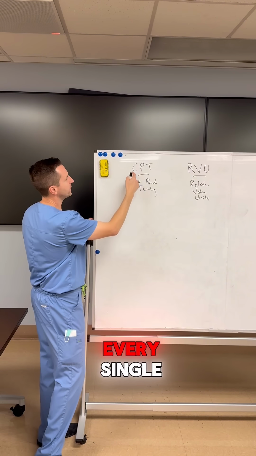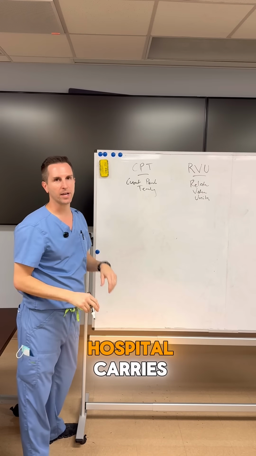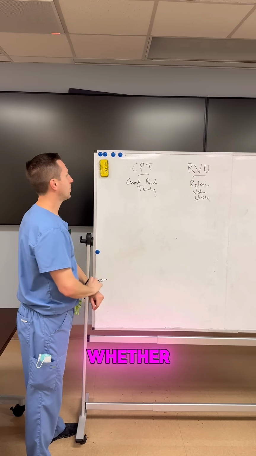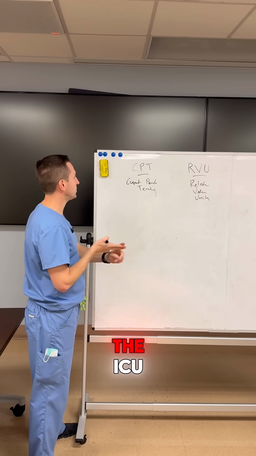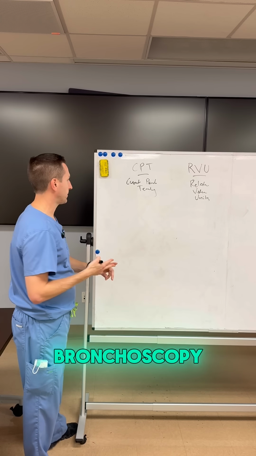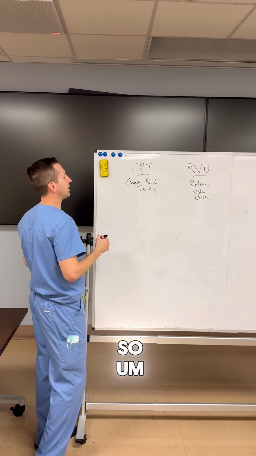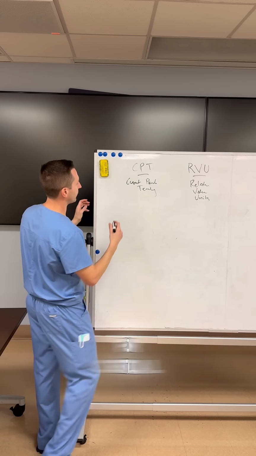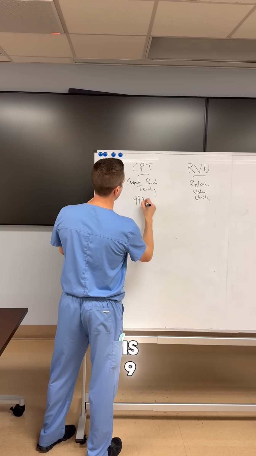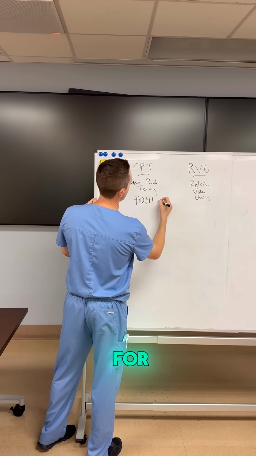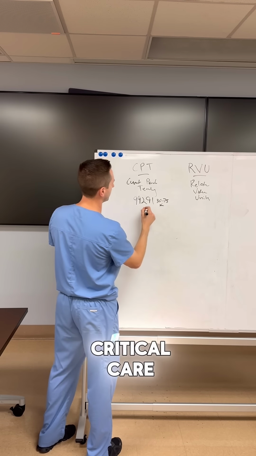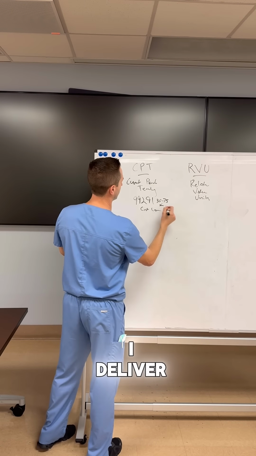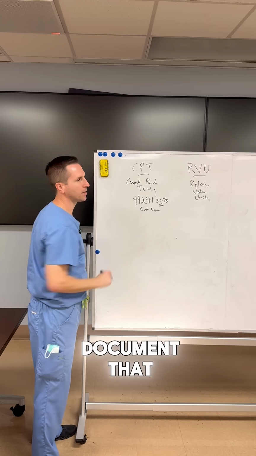Well, every single thing you do in the hospital carries a CPT code. Whether I take out an appendix, I see a patient in the ICU, or I do a bronchoscopy. So let's just use an example for critical care, which is 99291 for the first 30 to 75 minutes of critical care that I deliver, okay? And I have to document that.